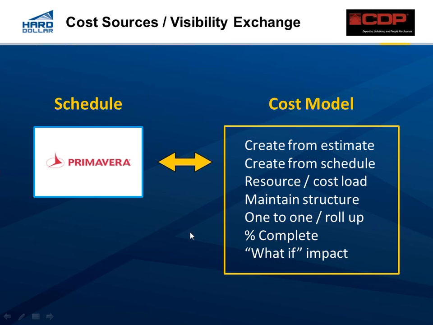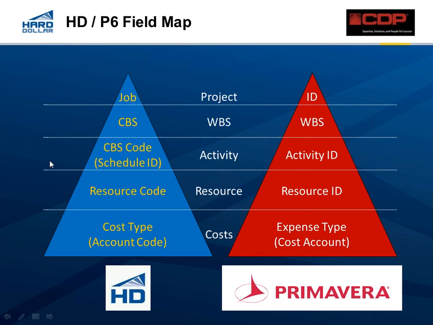So, as I mentioned, we've created a very dynamic integration between the two tools. And you can kind of see here how things line up. We don't always use the same terms, but things line up pretty nicely. We both work with accounts. We both work with resources, activities, what Primavera calls a WBS, if you're familiar with that term. In HardDollar, we call it a CBS, or cost breakdown structure.